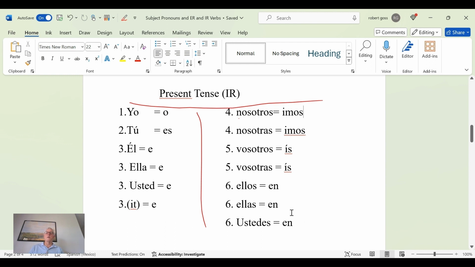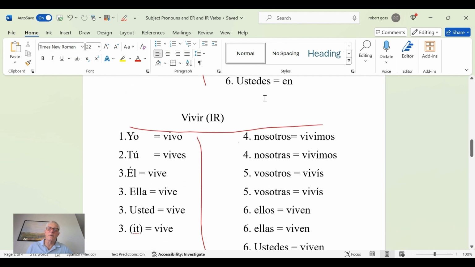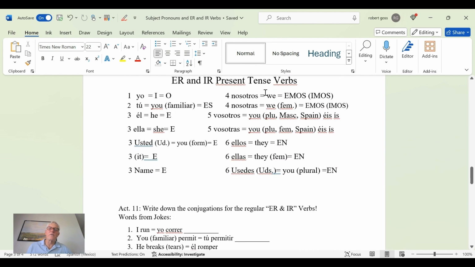Well, they're very similar, slight difference, only with nosotros. Well, let's go through and do a little bit of practice. So here I've put everything together. I've got ER and IR present tense verbs. Yo, it doesn't matter whether it's ER or IR, we have an O. Tú, you, familiar, it doesn't matter whether it's ER or IR, they would both be ES ending. He, she, usted, it, or the name of one person, like Juan or María, still going to be the same. We would cross off the ER or the IR and we'd put E.